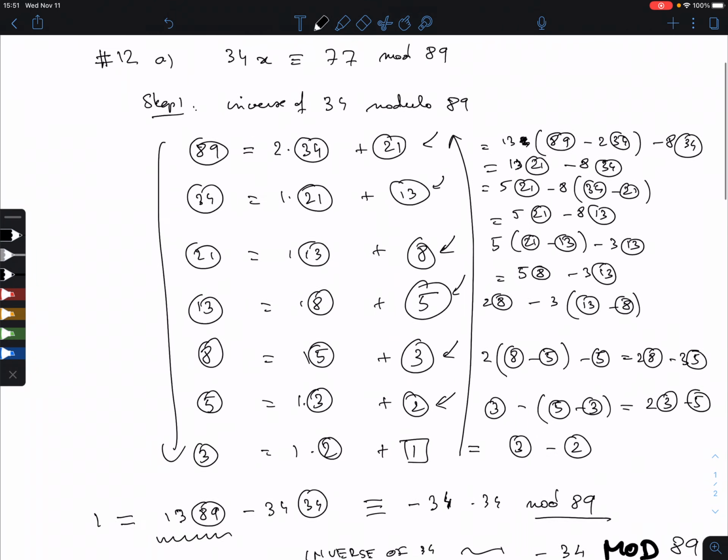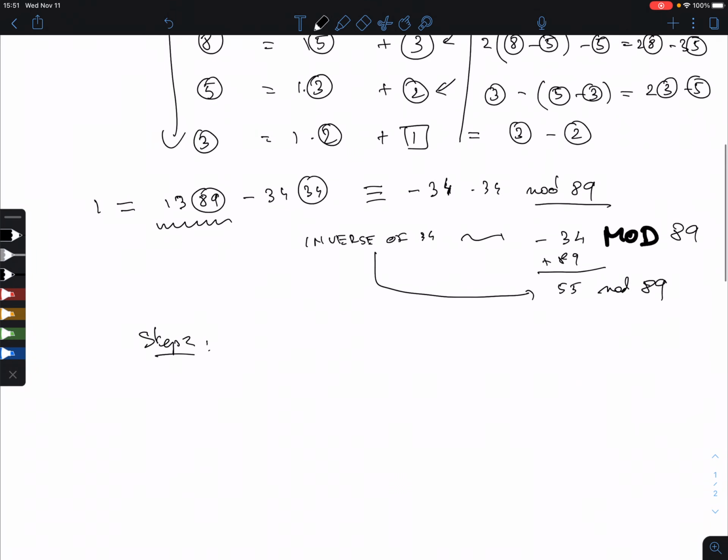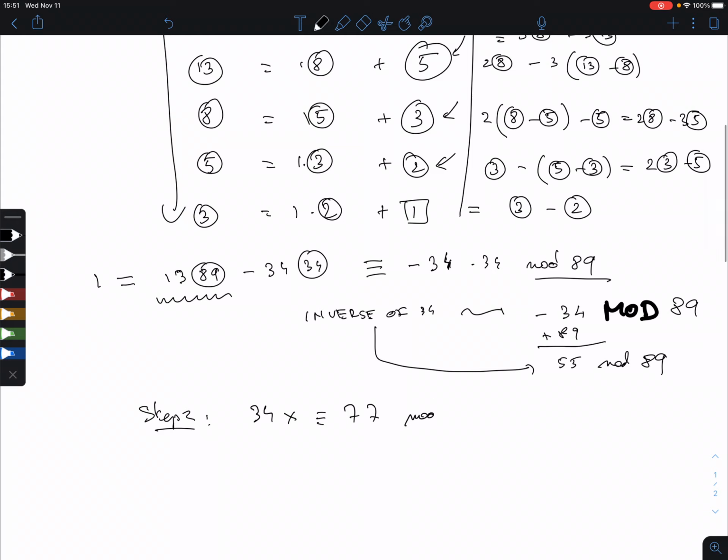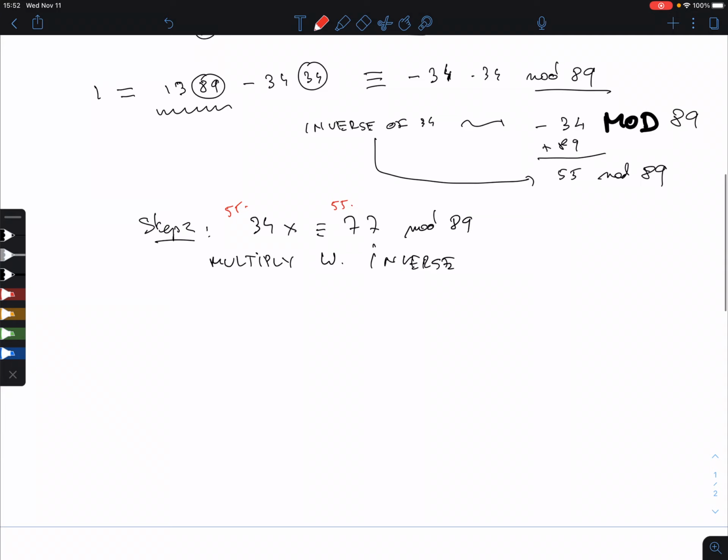So let me rewrite: we have 34x is equivalent to 77, right? Mod 89, yes. What we now do is multiply both sides with the inverse. I can multiply here with minus 34, or I can multiply with 55. The result is always the same. So I'm going to multiply with 55. I prefer to work with positive numbers. That's just me. So what is the result?